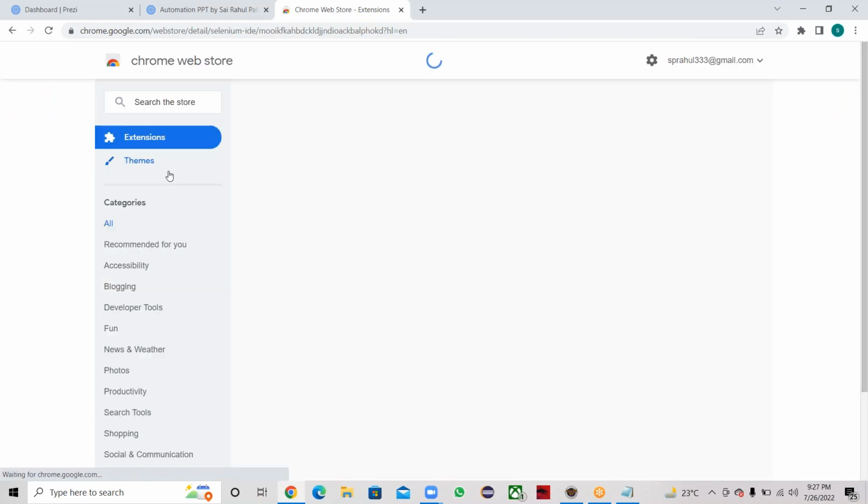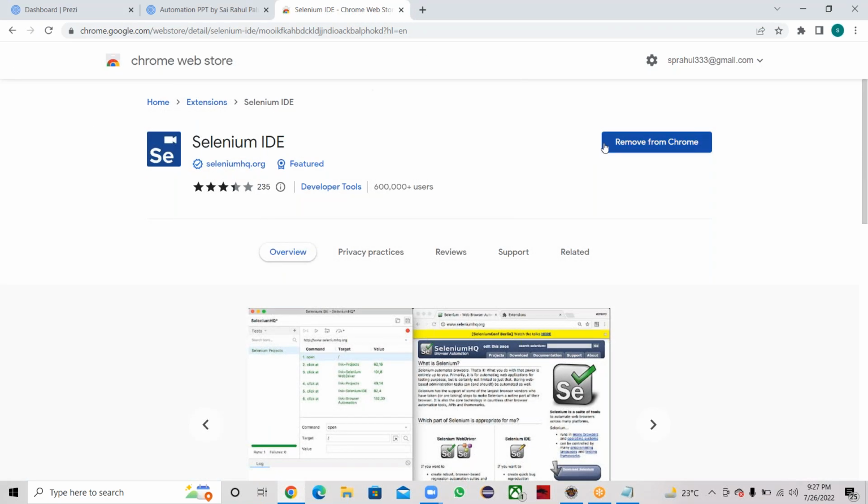So click on the Selenium IDE link. Selenium IDE is the extension. If you have not installed the extension, it will show Add to Chrome. Since I've already installed the extension, it shows Remove from Chrome. Clear? By tomorrow, everyone should have this extension installed in their browsers. Clear? Yes, sir.